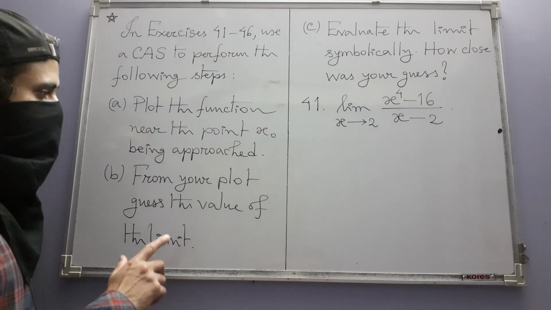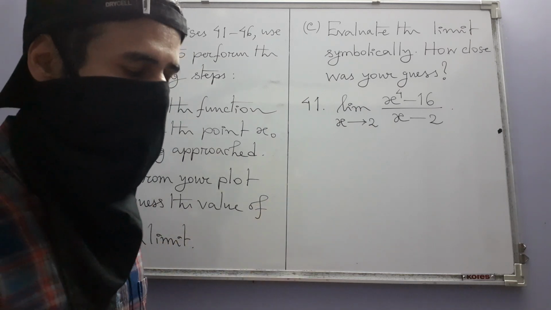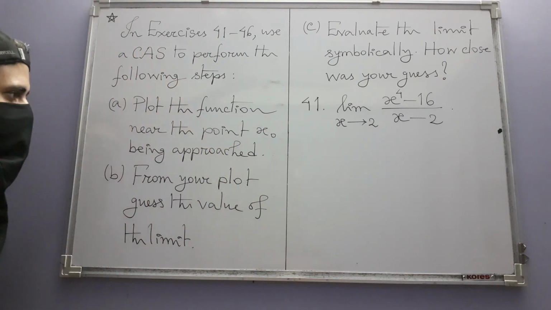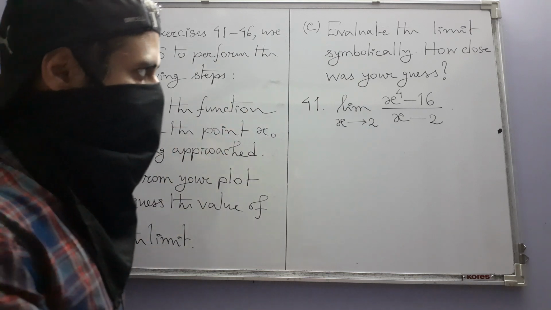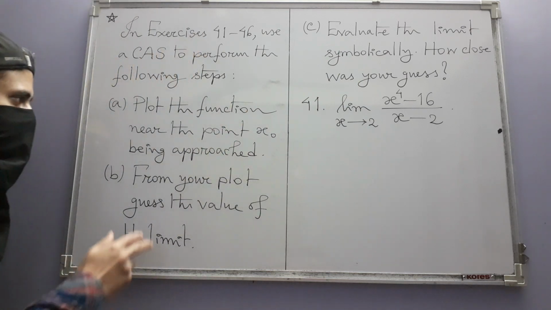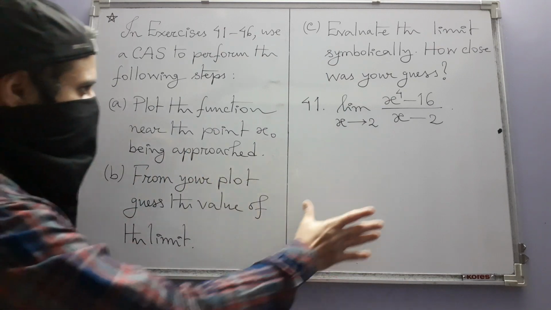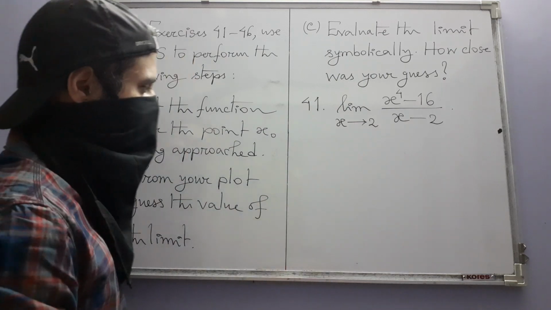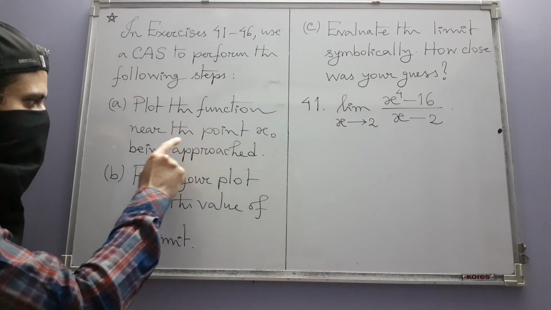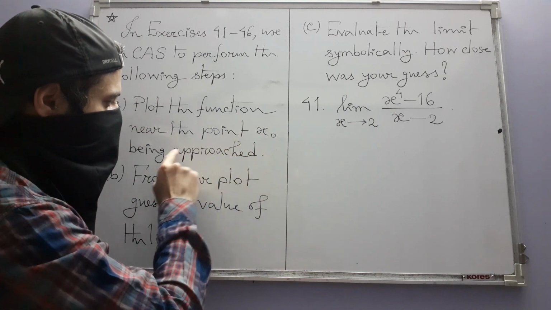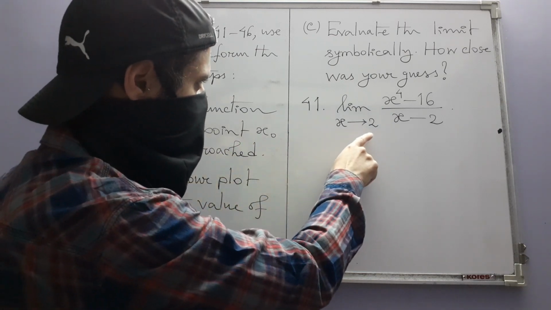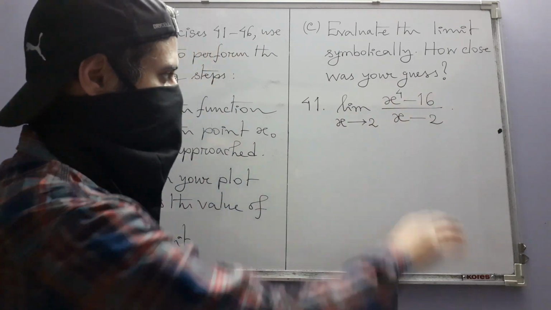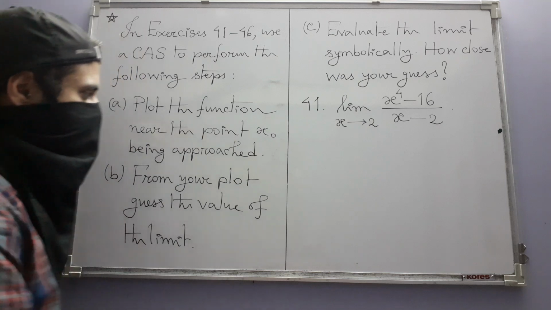In these last few exercises, you have to use some computer algebra system to perform these steps. Now, what the steps are is just this. You will be given some limit like this, the function whose limit you are trying to calculate. You have to plot that function near the point x naught that is being approached. For example, here x naught is 2 and the function is this rational function, quotient of two polynomial functions.